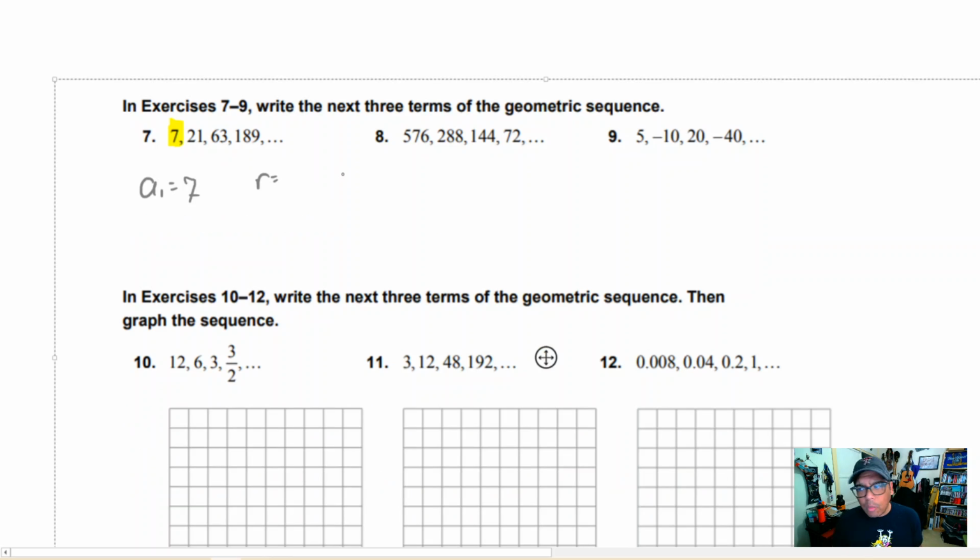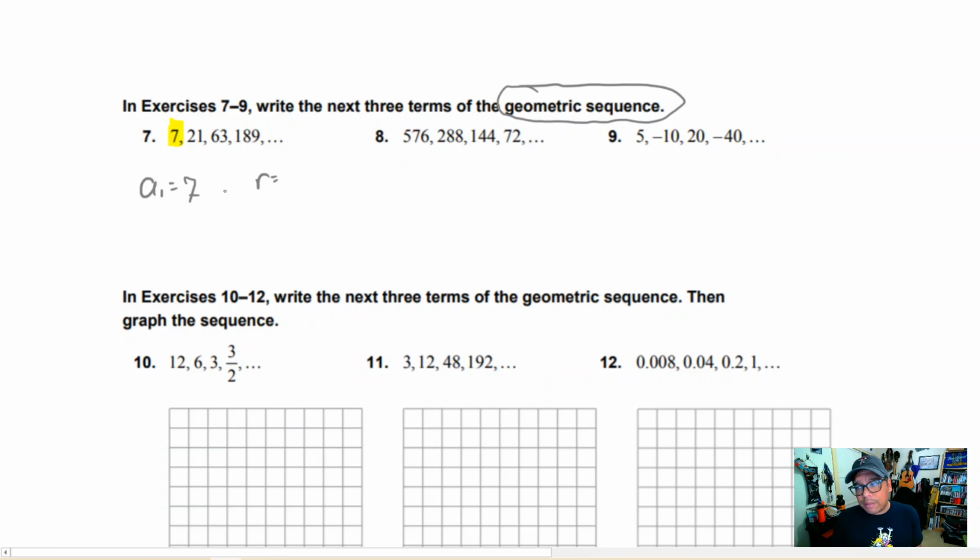now I have to figure out what am I multiplying by to get from one term to the next, because I'm already told that it's definitely a geometric sequence, so I just need to find the multiplication. So 7 to 21, that's times 3. That should be enough for you to figure this out, but of course I'm going to check it again. 21 times 3, yes, that's true. So we just need to figure out the next 3 terms here.